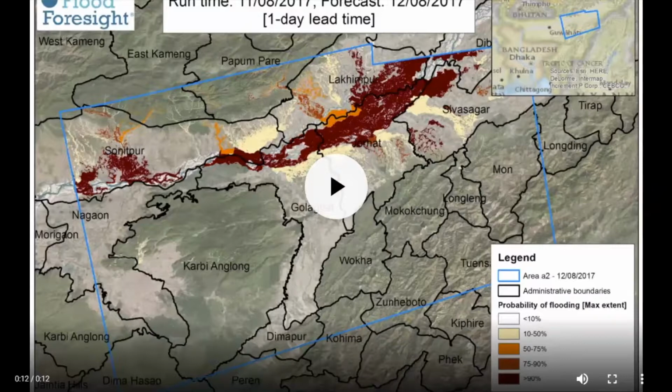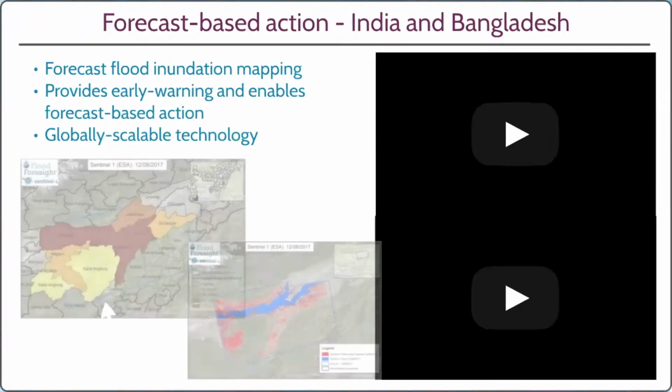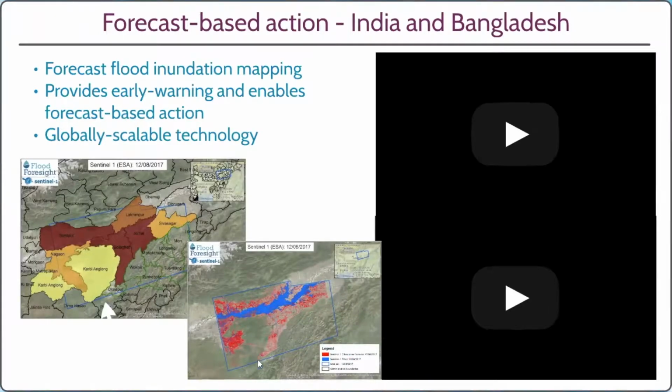So these are where we've coupled the European Commission's Global Flood Awareness System, GloFAS, with JBA's flood maps, providing a probabilistic estimate of flooding on the Brahmaputra in this event. And we're able to compare those with footprints derived from satellite images, and we're able to get a reference of what this event would look like during one point in time.